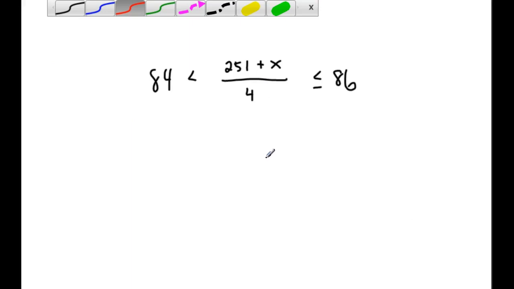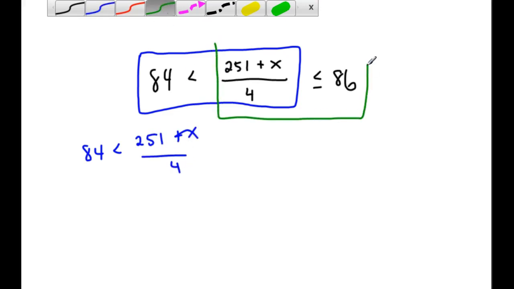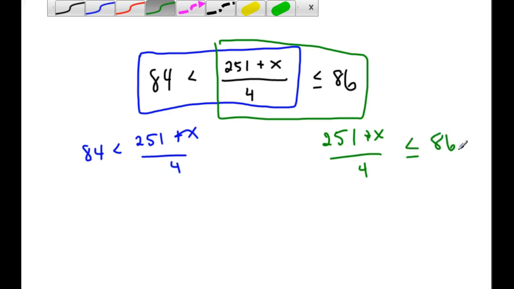Here's another situation. Okay, once again, treat it as if it was two separate inequalities to solve. 84 is less than (251 plus x) over 4. And then we'll do another separate inequality. This one, 251 plus x, all over 4 is less than or equal to 86.